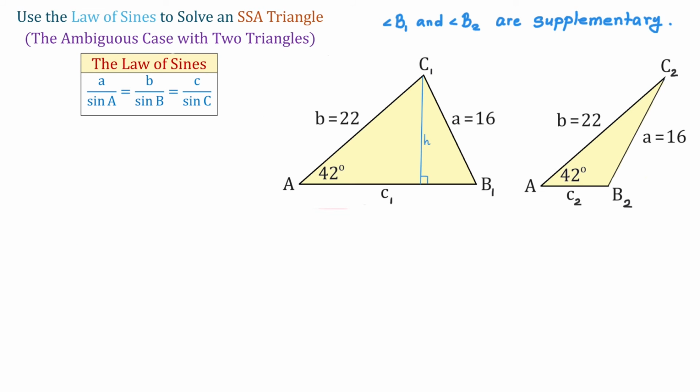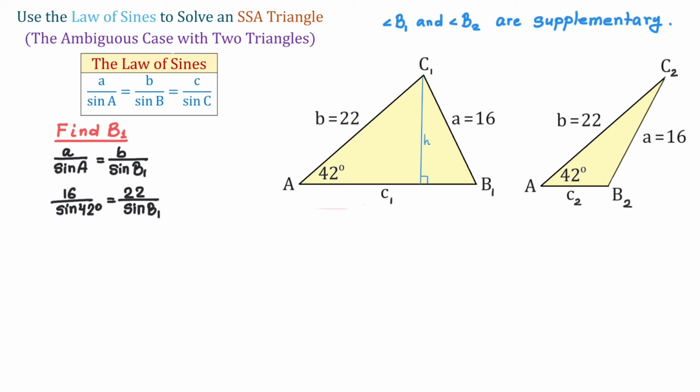And I also moved the formula to the top. So to find angle B sub 1, we need A over sine of angle A equals B over sine of angle B sub 1. Then we will replace, and we will have 16 over sine of 42 degrees equals 22 over sine of B sub 1.